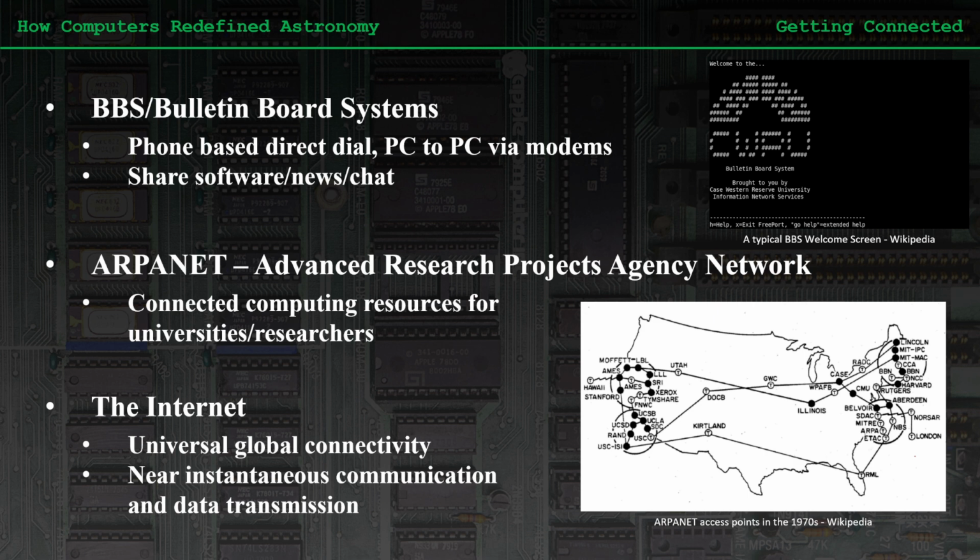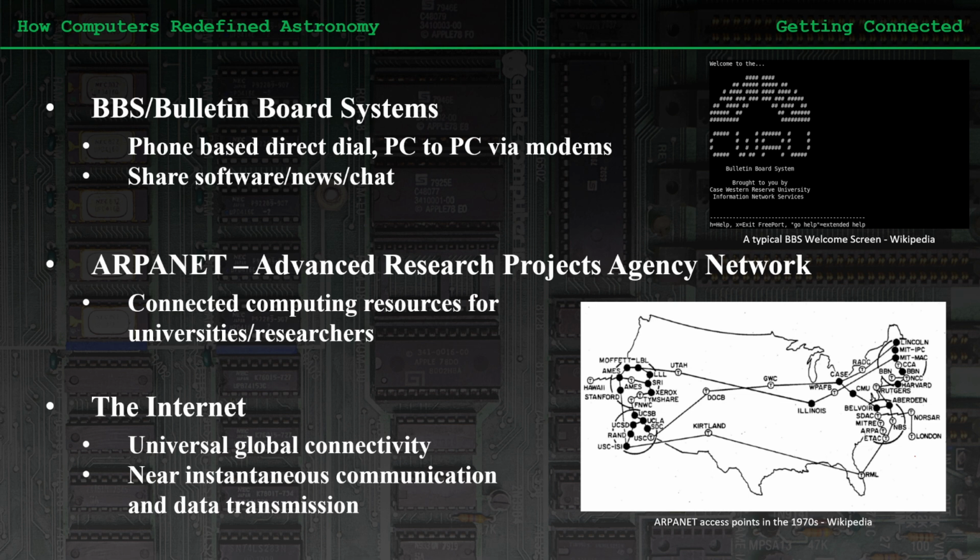The late 1970s saw the world of computers starting to connect for the first time. Bulletin board systems, or BBSs, started popping up, where users could connect their computers over a phone line to other computers and share software, news, or just post messages as an early form of chat. Astronomers could share details of observations, compare notes, and coordinate observing campaigns, often collaborating with professional astronomers.